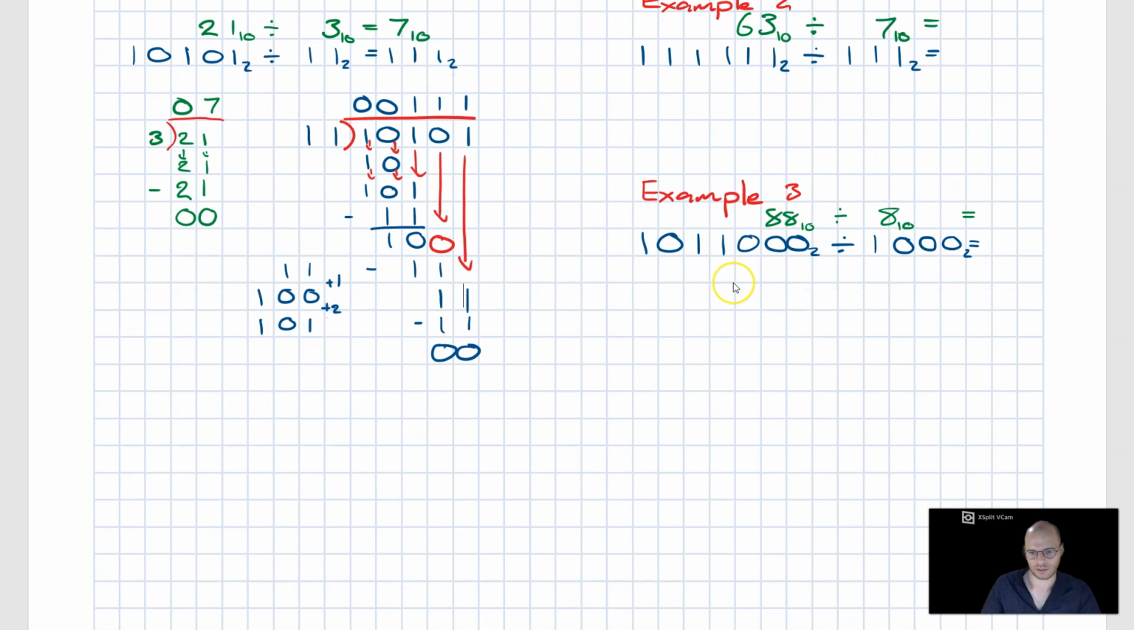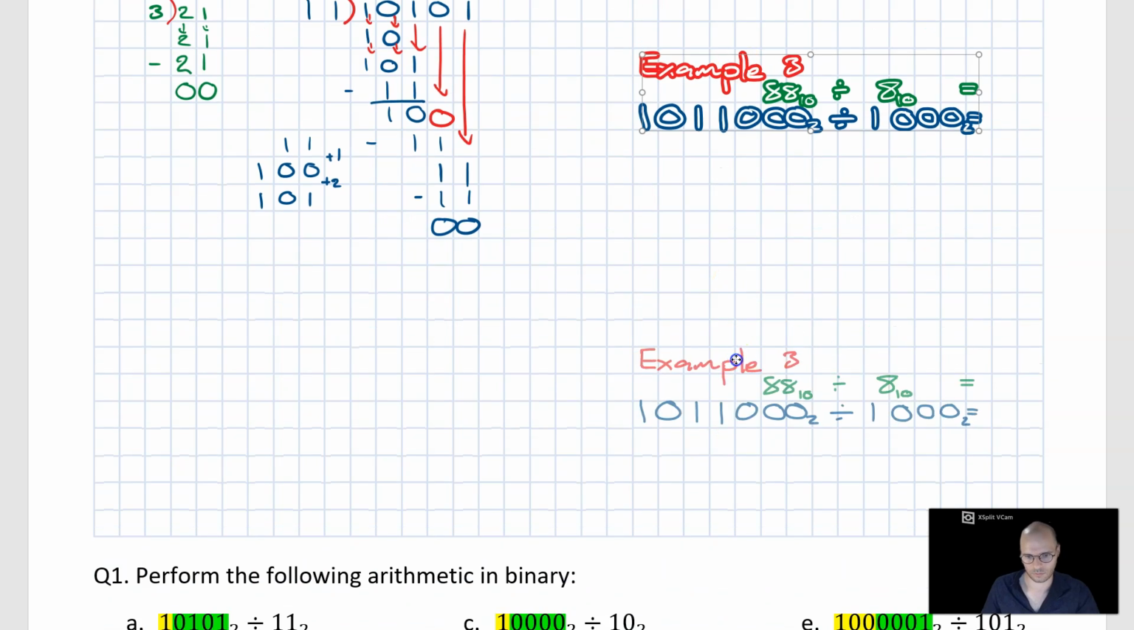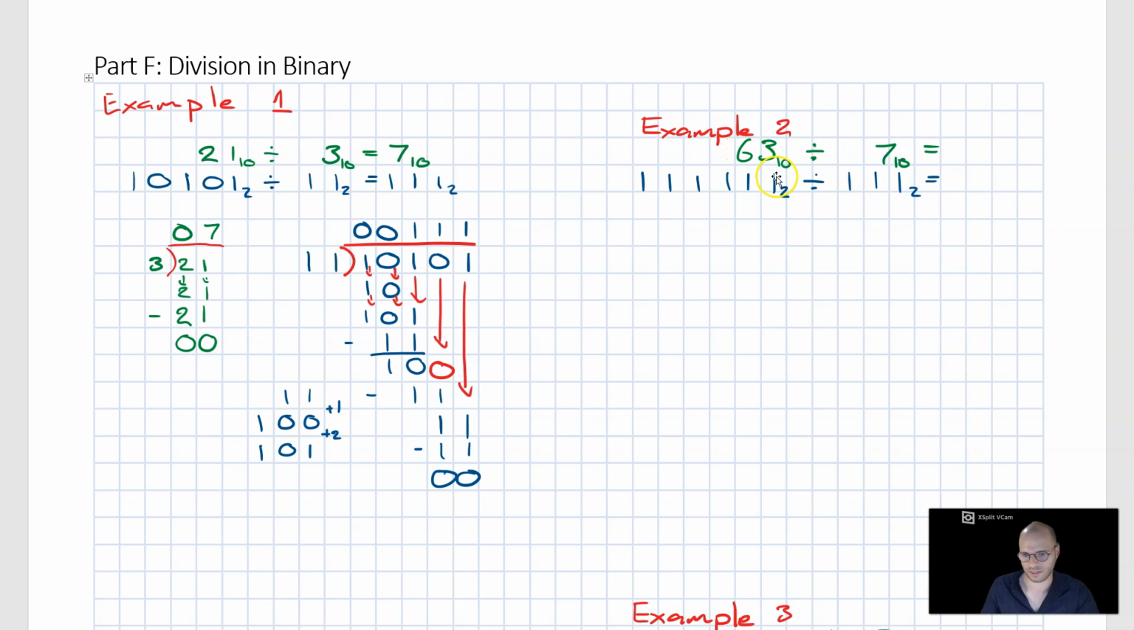Alright, now let's go to example 2. We have 63 divided by 7, and the equivalent is 111111 divided by 111.